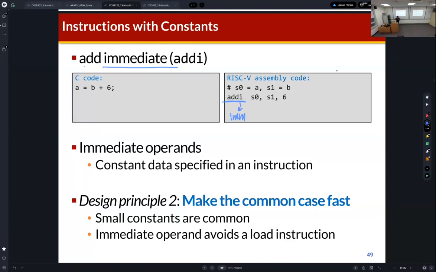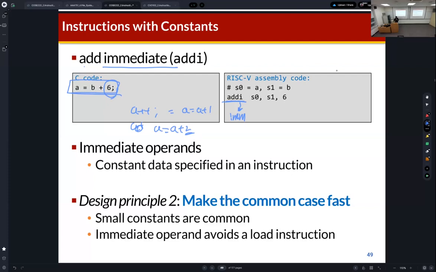In C code, we frequently use an equation like this, and this equation uses a small constant number. What is it? It's 6. So A equals B plus 6. We frequently use small constant numbers in our code, like A++, which means A equals A plus 1, or A equals A plus 2. Actually, we frequently use small constant numbers.